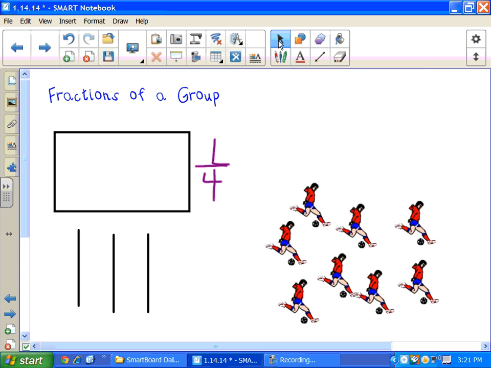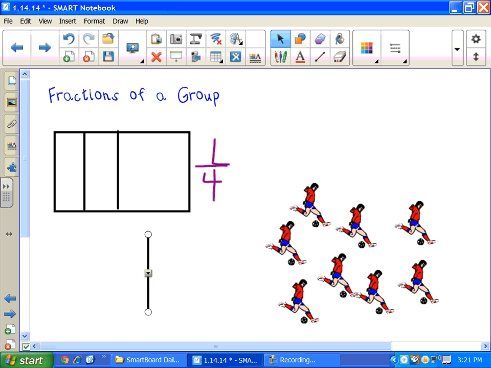Well, just as we've done before, we would need to divide our rectangle into four equal groups. So I'm going to do that now. And that's pretty close to 4 equal groups. So our denominator tells us how many equal pieces, parts, or groups. In this case, it's equal parts. So I have 4 equal groups.